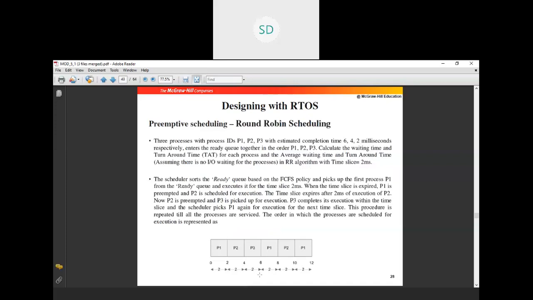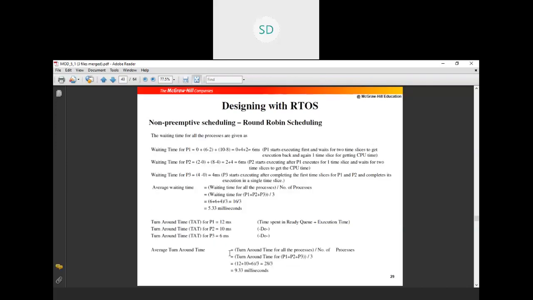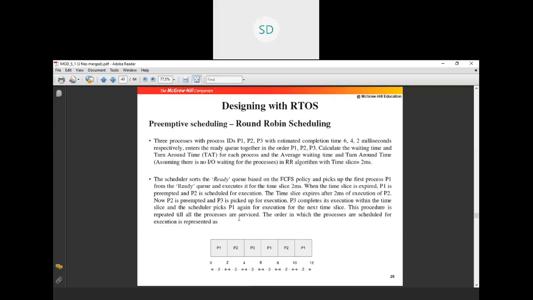Similarly, the waiting time for P2: initially it waited 2 milliseconds, then after that 2 plus 2, so it is 6. Similarly, the waiting time for P3 is 2 plus 2, that is 4 milliseconds. So here we have 6 as well as 4 milliseconds. Calculate the average.